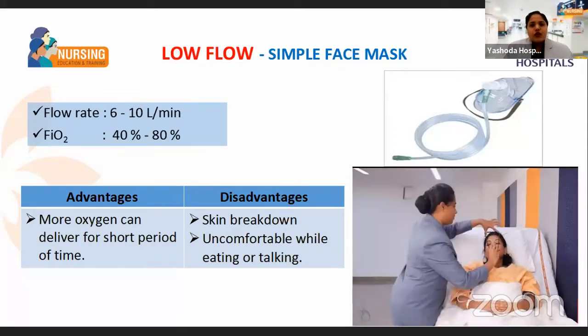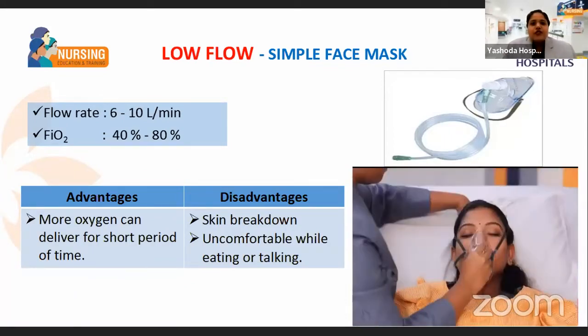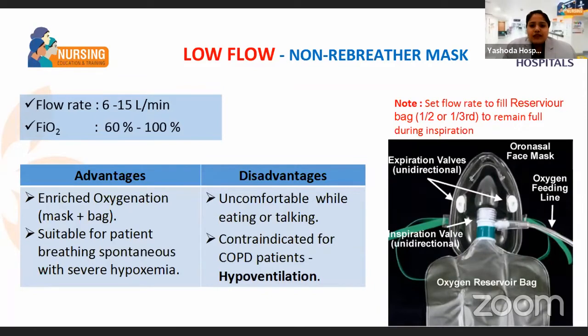Then what is the next low flow device that we have seen? The next one is the non-rebreather mask. If you observe here in the image, we have a reservoir bag. The main important thing, we have valves on the mask. They are unidirectional, and the valve on the mask is the expiration valve. And in the connection between the mask and the reservoir, we have one more valve, that is the inspiration valve. So the patient takes only pure oxygen.